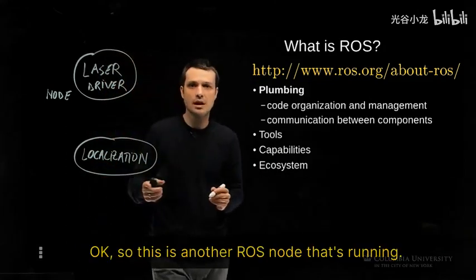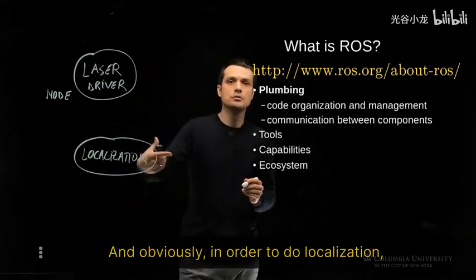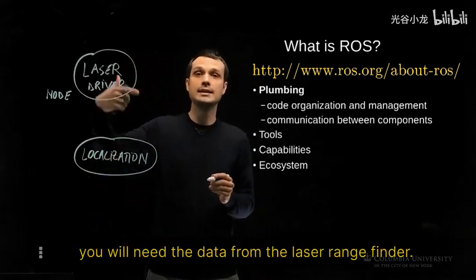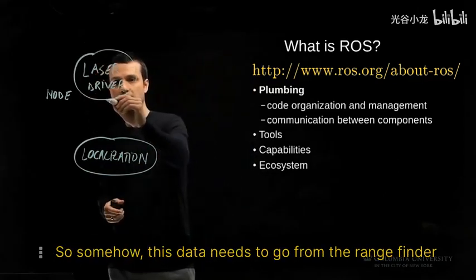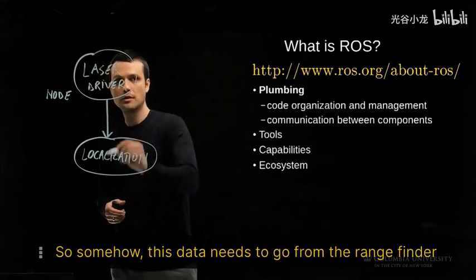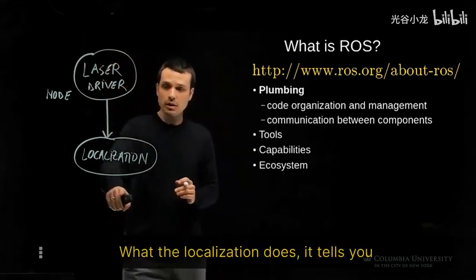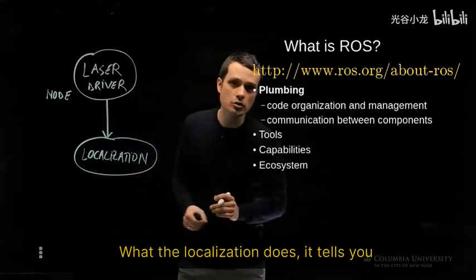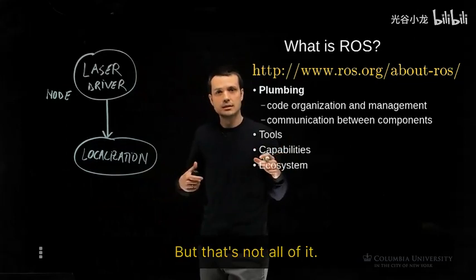Okay, so this is another ROS node that's running. Obviously, in order to do localization, you will need the data from the laser rangefinder. So somehow this data needs to go from the rangefinder to the localization node, right? What the localization does, it tells you where the robot is, right? But that's not all of it.